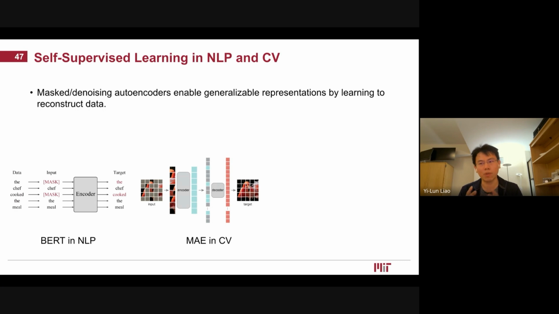And we can apply this similar idea to images. And as shown in the work of MAE, masked autoencoder, we mask out patches in an image and then predict the pixels in those patches.